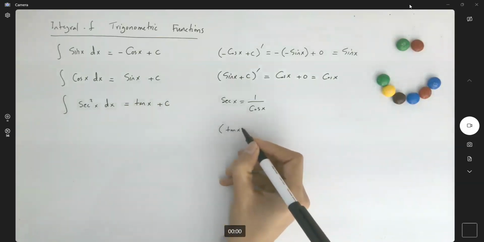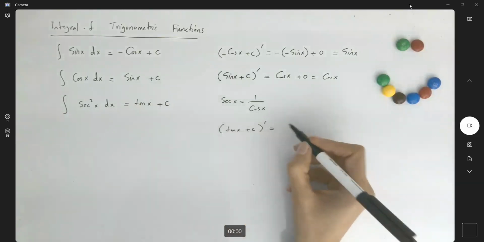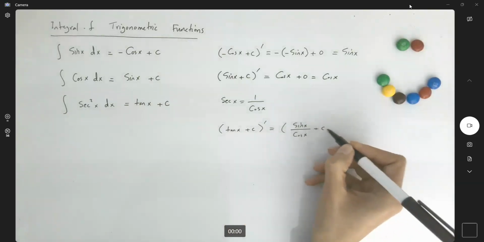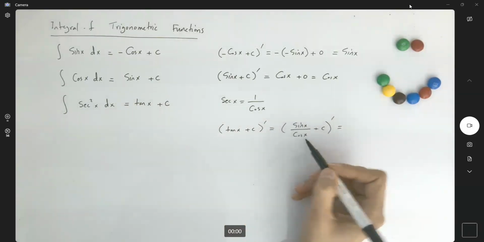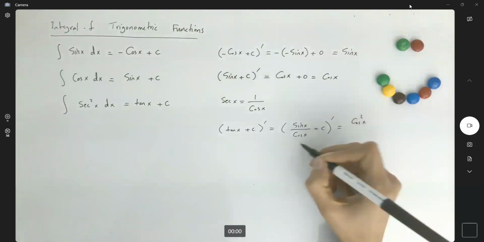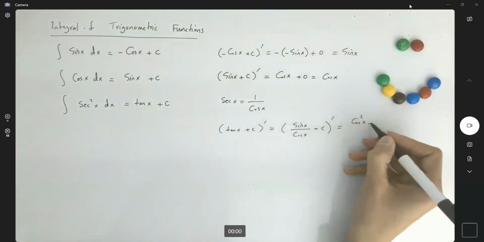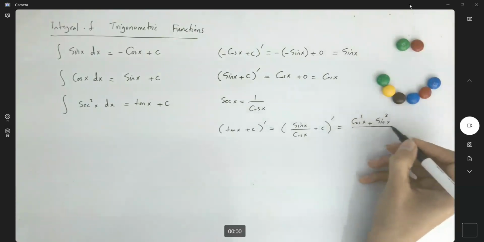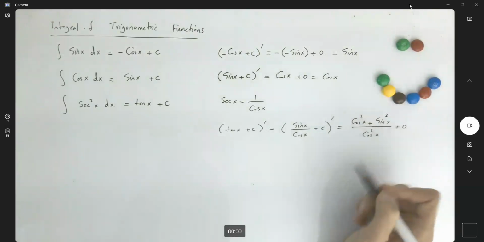So let us take the derivative of tangent of x plus c. Remember, tangent was defined as sine over cosine. If you forget about the shortcut, write it in rational form. The derivative of sine times cosine gives you cosine squared of x minus the derivative of cosine, which is negative sine. Negative times negative gives you positive sine squared, divided by the denominator squared, plus the derivative of constant of integration, which is 0.